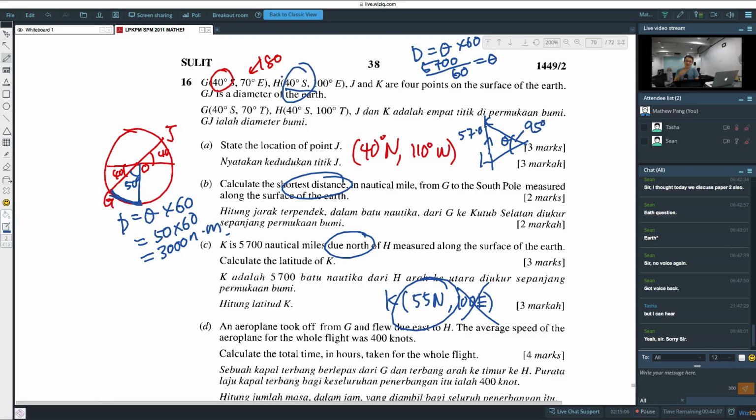If from 70E to 100E, you find both are E, you can just minus. If both are E or both are W, you can minus. If one is E and one is W, you have to plus the angle. Or you can use some imagination. If this is 70E and this is 100E, flying due east from 70E, I definitely fly 30 degrees.